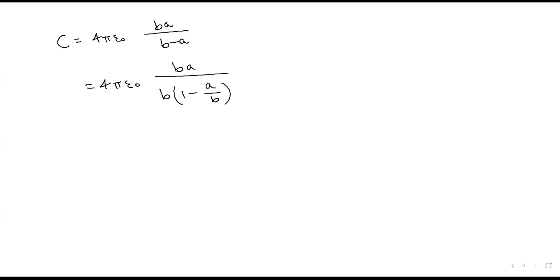So let's see how we can deal with such situations. The capacitance is 4 pi epsilon naught B over B minus A. Let's take B common from the denominator. So this will be B into 1 minus A over B. Now this B will be cancelled out with this B, and you will get 4 pi epsilon naught A over 1 minus A over B. Now put the values: 4 pi epsilon naught R over 1 minus R over infinity.